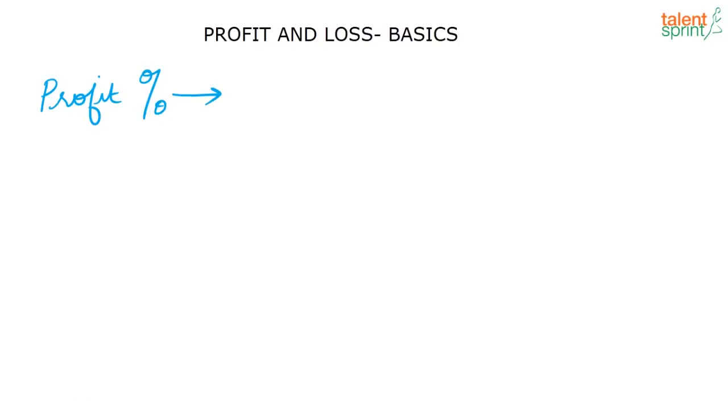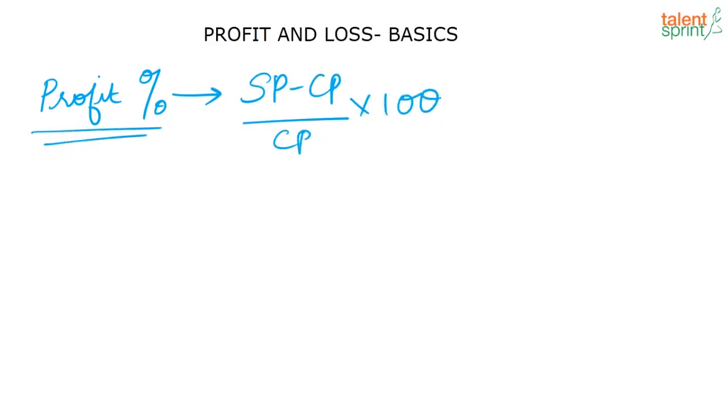Profit percentage is always calculated on the cost price, okay? So profit percentage is the selling price minus the cost price divided by the cost price into 100. So whenever profit percentage is asked, always calculate it in terms of the cost price, unless in the question they mention that profit is calculated based on the selling price. Only in that case the denominator will be selling price. Otherwise we always put cost price in the denominator. What is selling price minus cost price? That is nothing but the profit. So to calculate profit percentage, what do we do? Profit divided by the cost price into 100.